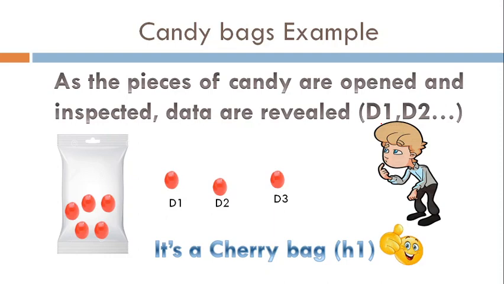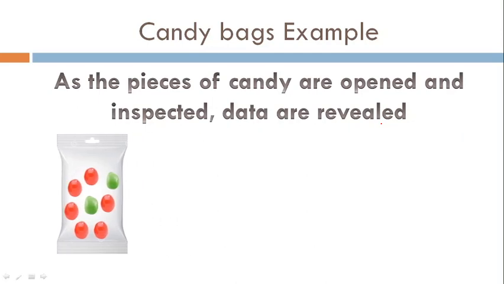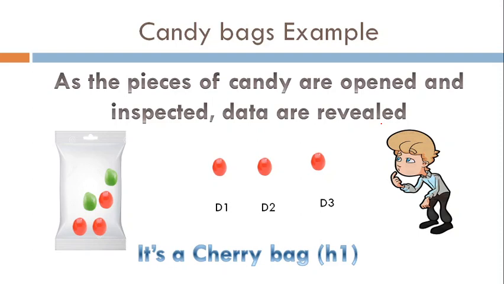In this example, consider the second bag. The same person opens the first data, then the second data, and the third data. So three data values, and what you observe is that all three are cherry candies. So you conclude it is a cherry bag, hypothesis 1. That is wrong. So you have to observe everything. This is the major issue.